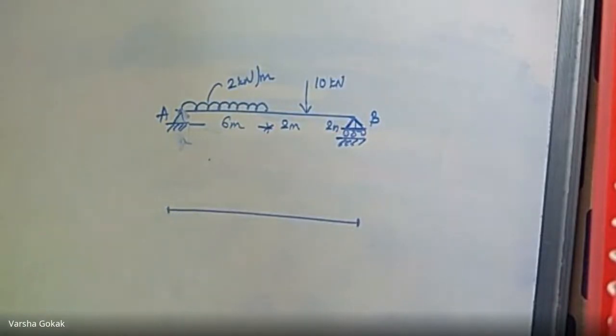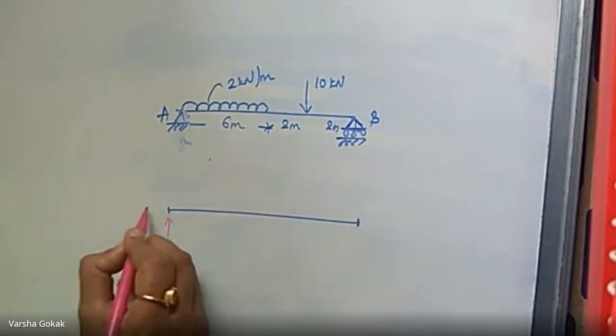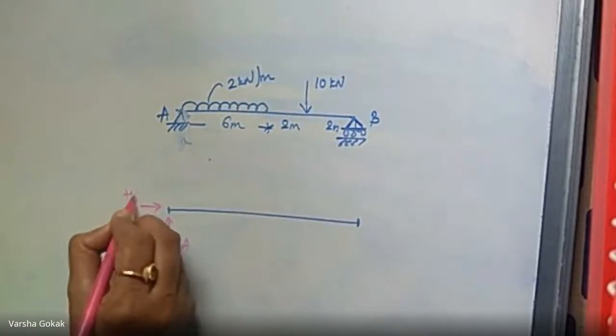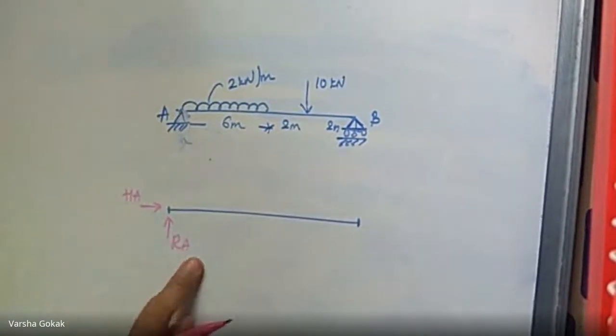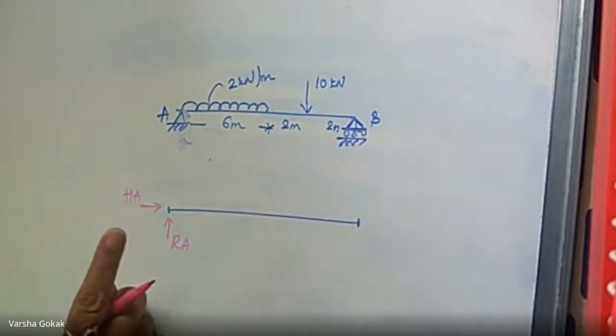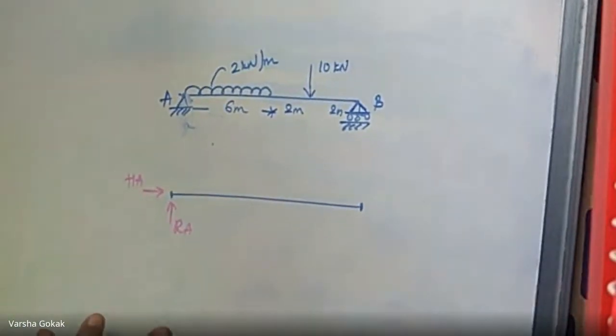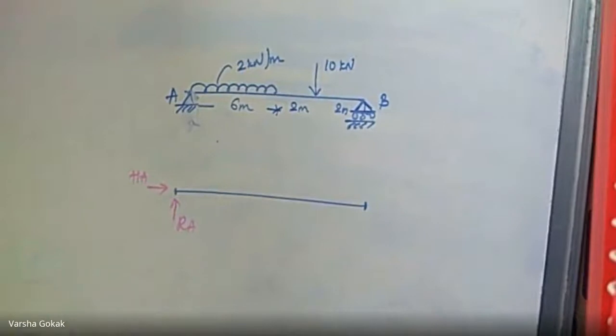Okay. And at support A, I will show 2 reactions. I'll call this RA and HA. RVA, RHA also is fine. Whatever you are comfortable with, you take that name. Nomenclature, we are not going to waste much time on. What you are comfortable with, you always take that.